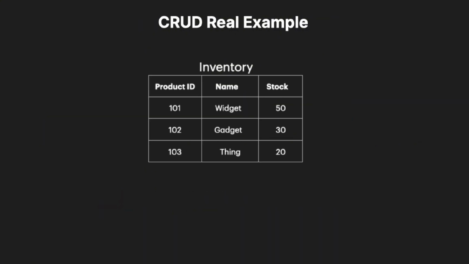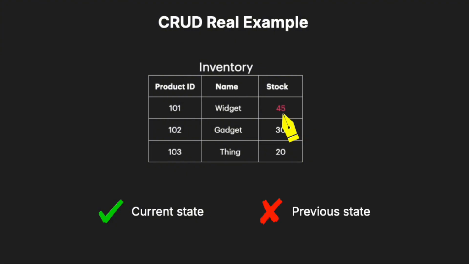Now, let's consider an inventory management system using CRUD operations. The focus here is on the current stock levels of products. When stock levels change, the database is updated to reflect the new quantities, overwriting the old data. When a sale occurs, the stock level for the product is updated directly. The previous stock level isn't retained unless additional logging is implemented.